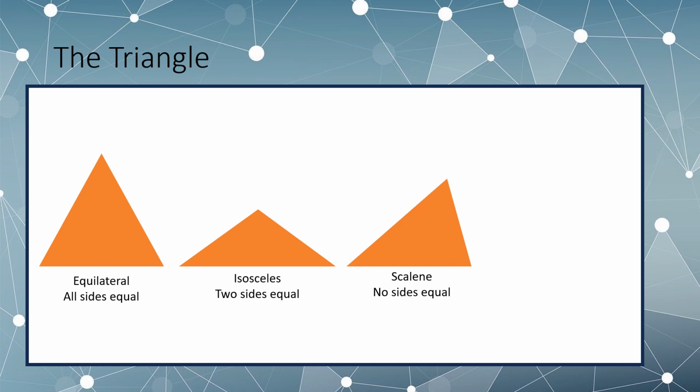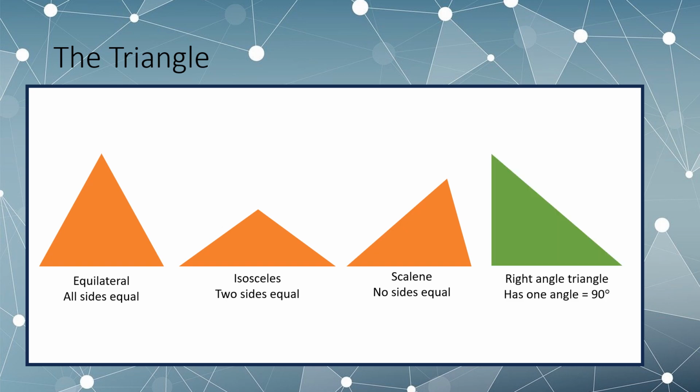However, we're going to be looking specifically at the right angle triangle, which has one angle equal to 90 degrees. This will be for both Pythagoras and trigonometry. Whilst there are rules that apply to the others, we're just going to focus on the right angled one in this video.